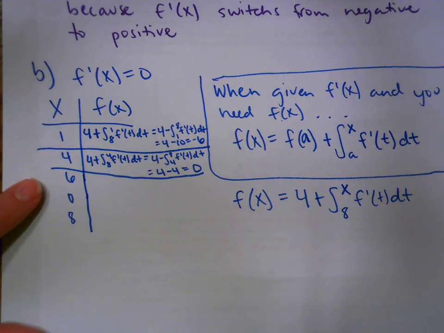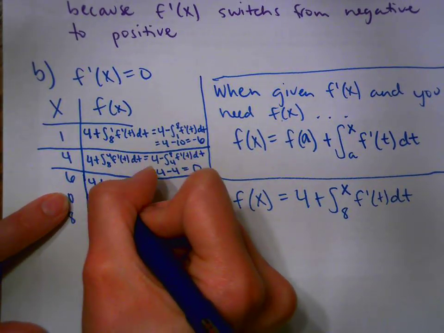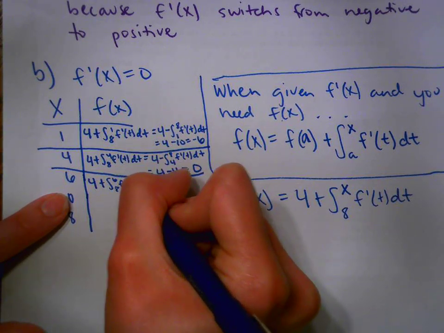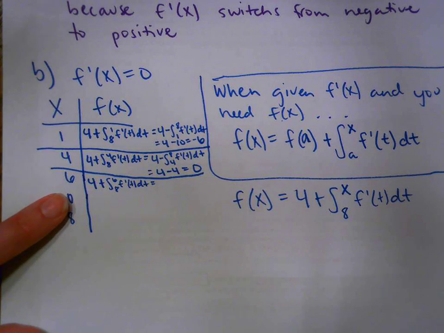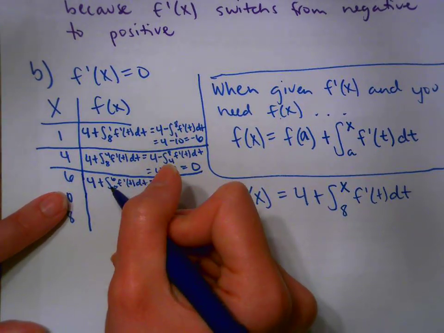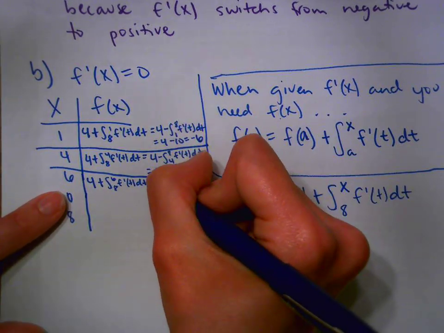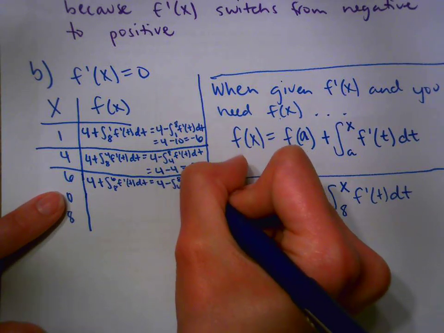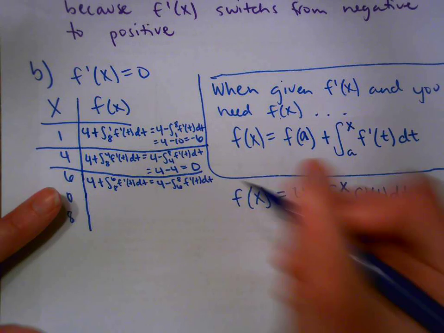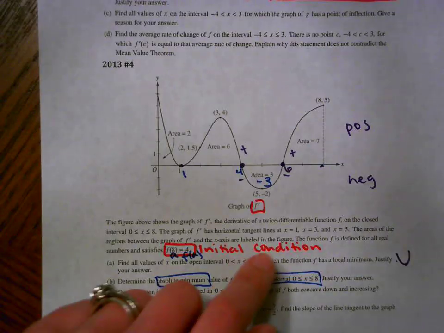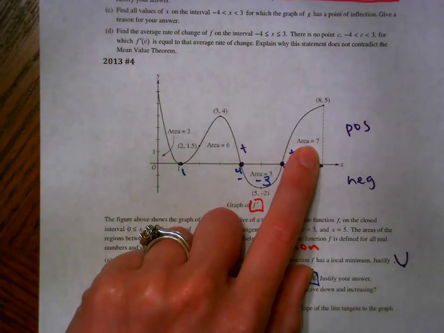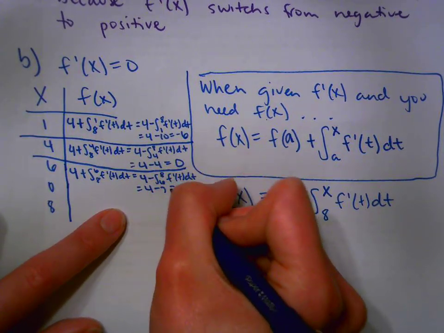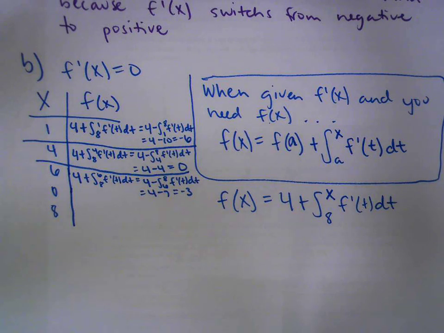Now for 6. 4 plus the integral from 8 to 6 of f prime of t. I need to switch my boundaries still because my a is bigger. So 4 minus the integral from 6 to 8 of f prime of t. So 6 to 8 is here. That's an area of 7. So my integral is 7. So 4 minus 7, which is negative 3.